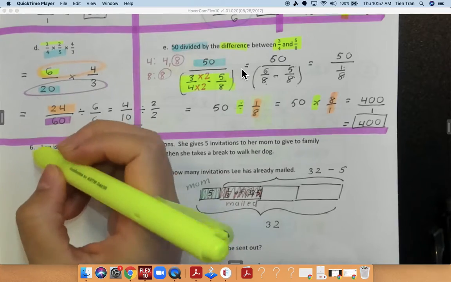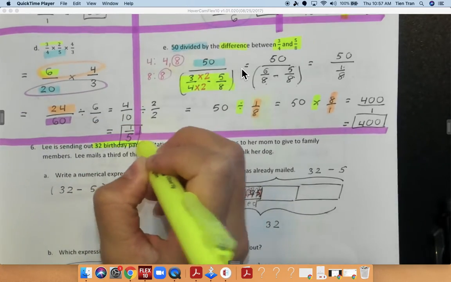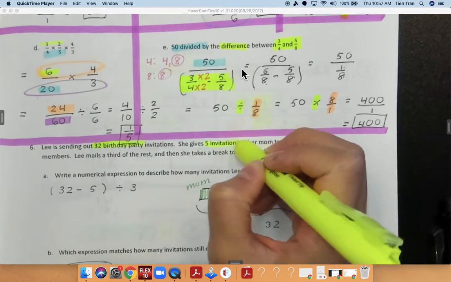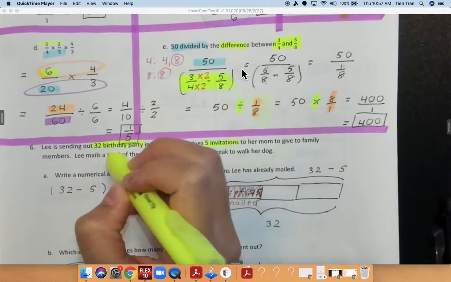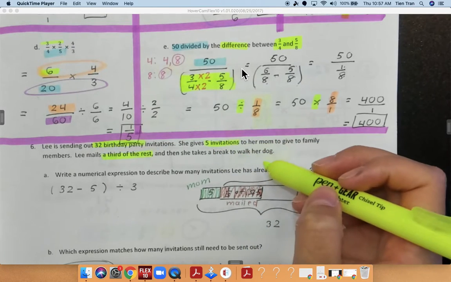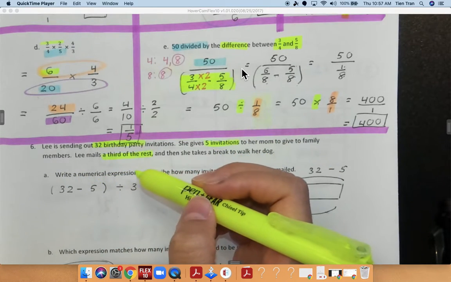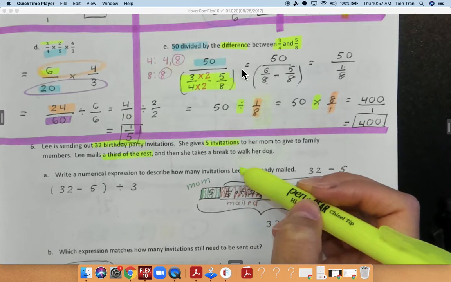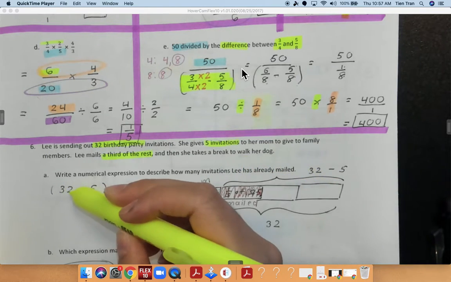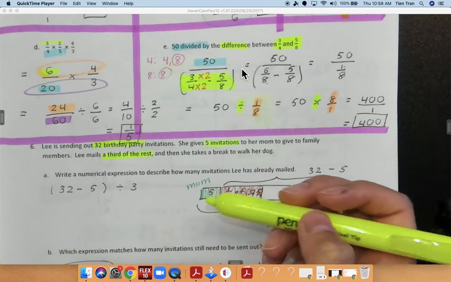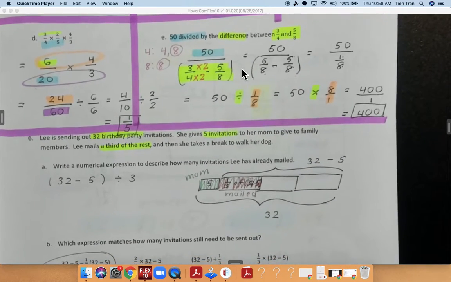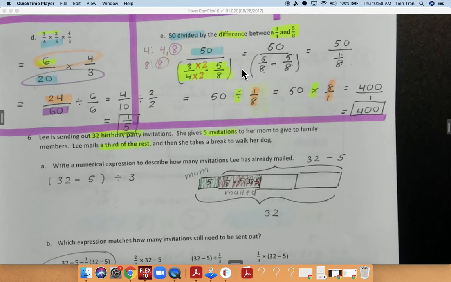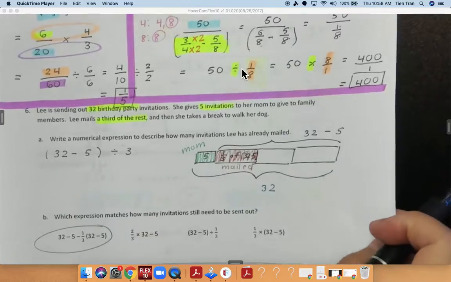For number 6, we have Leah sending 32 birthday party invitations. She gives 5 invitations to her mom to give to family members. Leah mails a third of the rest, and then she takes a break to walk her dog. So write a numerical expression to describe how many invitations Leah has already mailed. So we have 32 minus 5, and right here we have divided by 3. So that is our expression because they're asking you what is the numerical expression. They're not asking you to solve anything so far. You want to draw the tape diagram, you may.